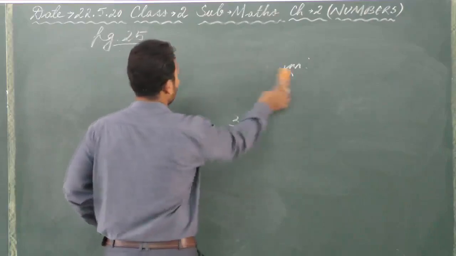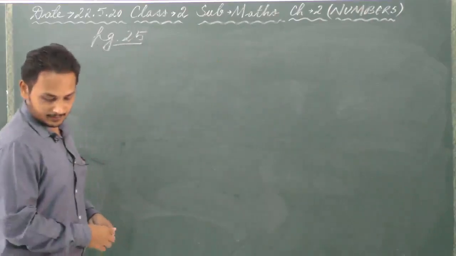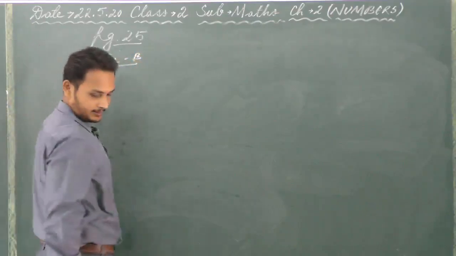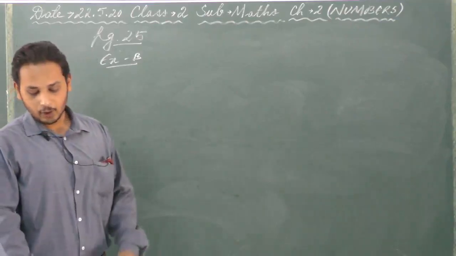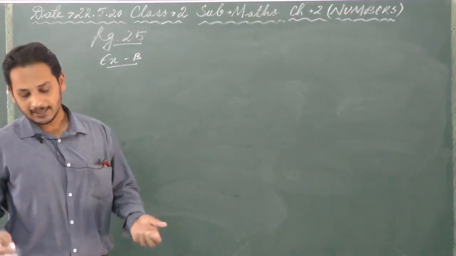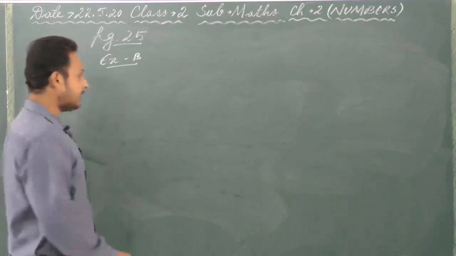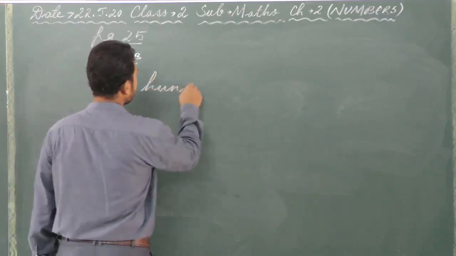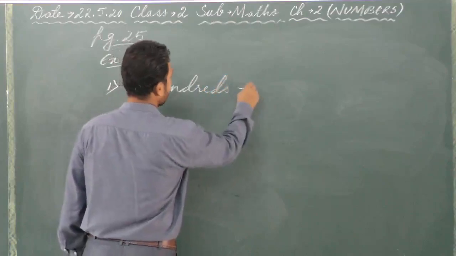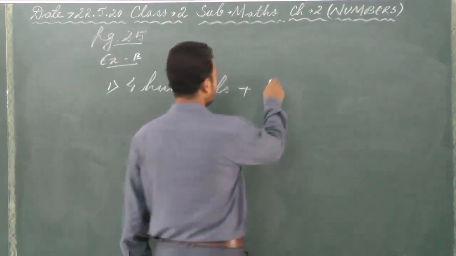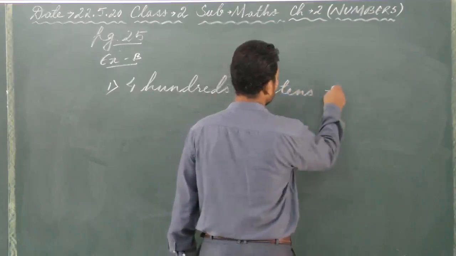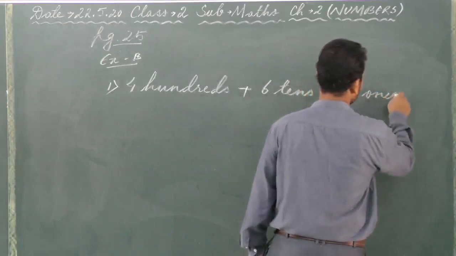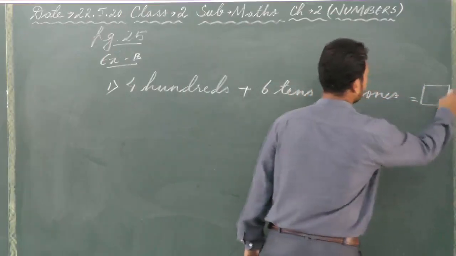Then exercise B on page number 25. That is, it is the same thing. Okay, almost the same thing. Once again it is given here. Write the following in standard form. Standard means again compact form. Now like see the first number here. It is given as 4 hundreds plus 6 tens plus 3 ones is equal to what? Okay.